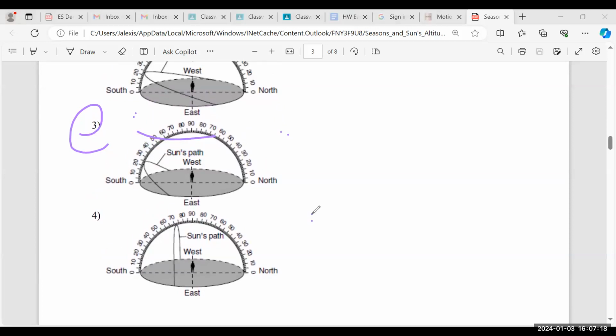It would have been choice 4 if the location was the equator. But because it's New York State, that's why the correct answer is choice 3.